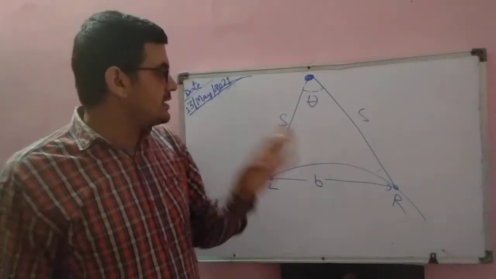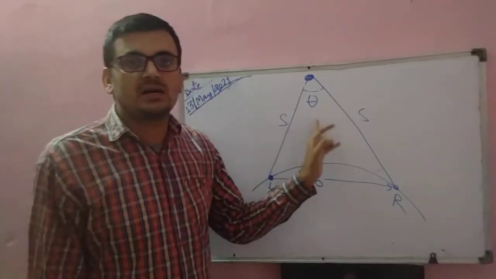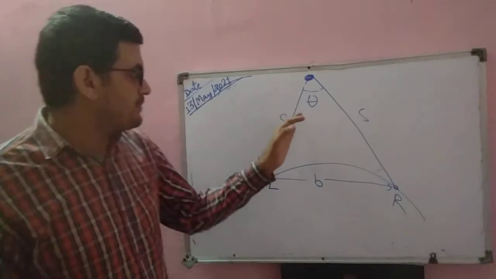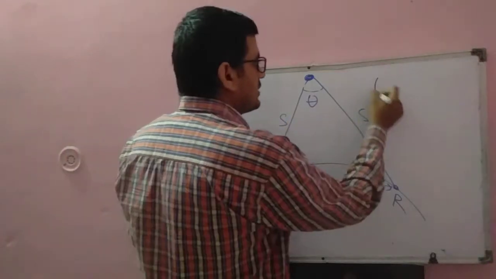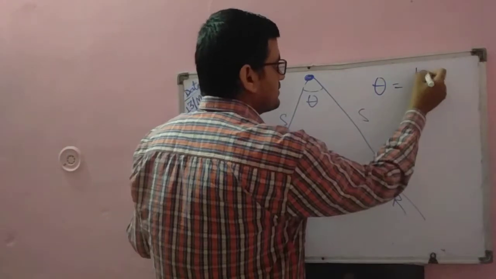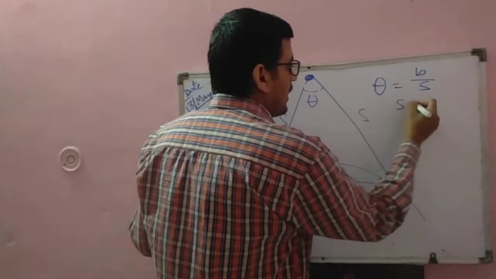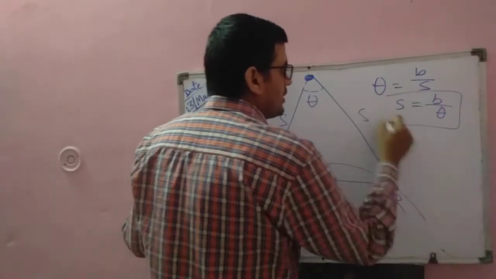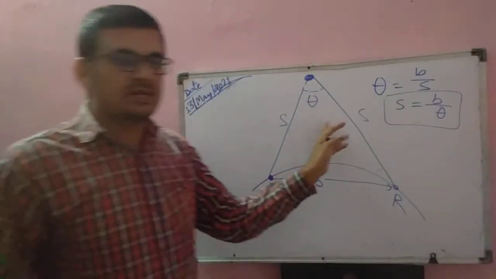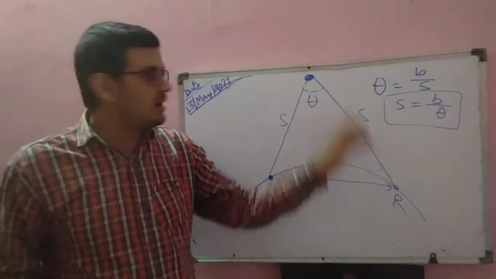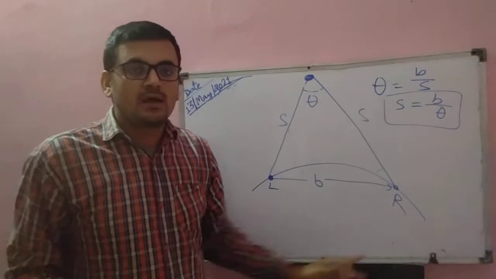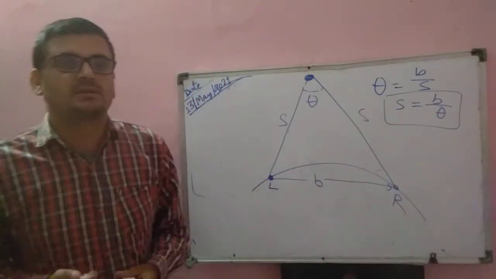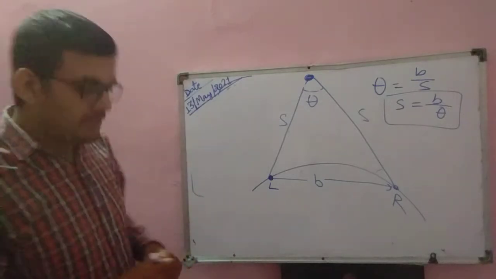So my question is how we will measure this angle, because previously I told you theta equals arc, meaning b, over distance s. So we can calculate this distance very simply, s equals b over theta. If we know this angle theta, we can calculate the distance between star and Earth. But the question is how we will calculate this theta.